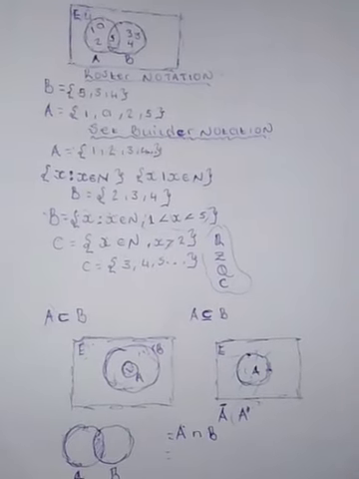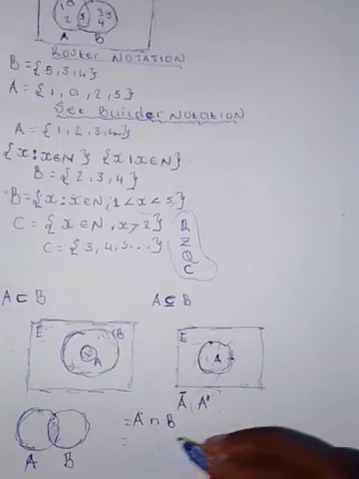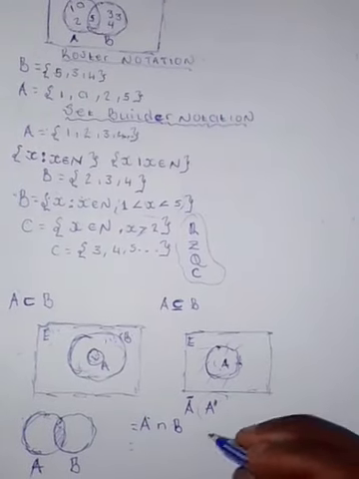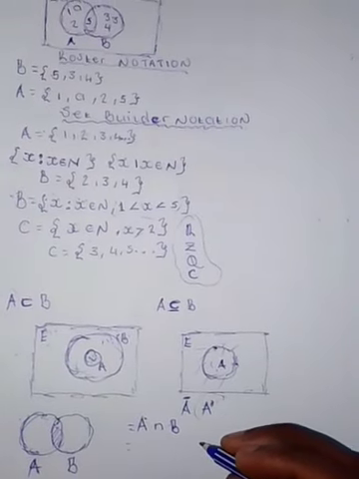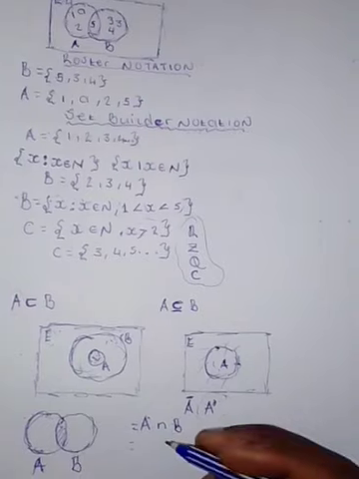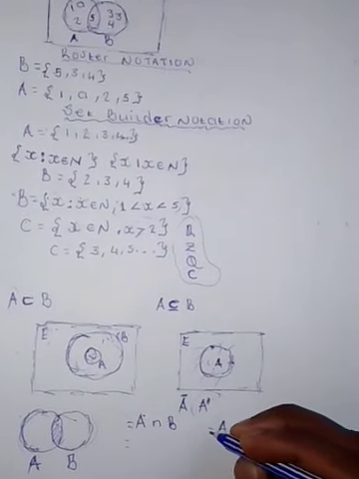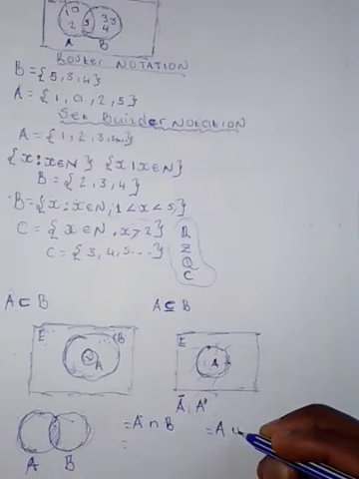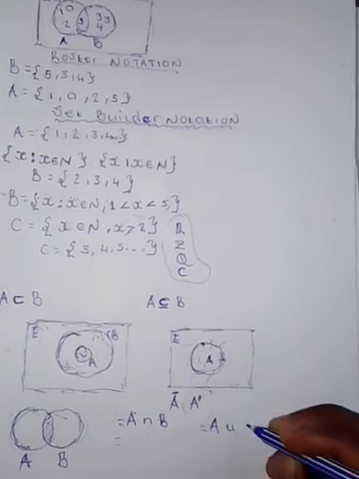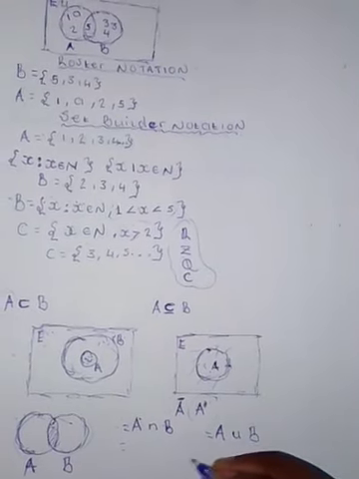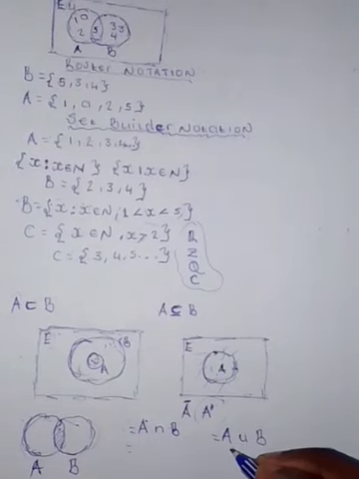And also, when you are asked to find the union of sets, meaning they want you now to combine these two sets, which is represented like this, using the U symbol, meaning you have to assume that they are united.